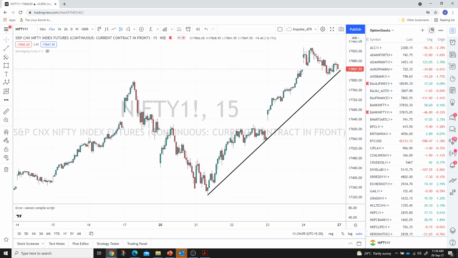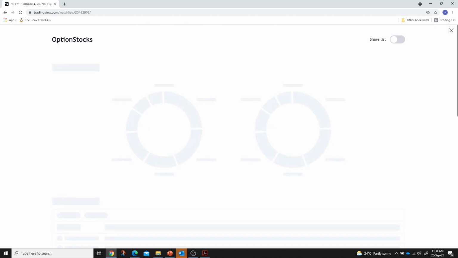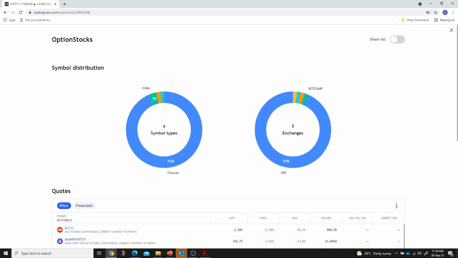Let's say option stocks I select. You see this advanced view here. When you click on it, it shows you kind of like a portfolio. So, 1 minute.